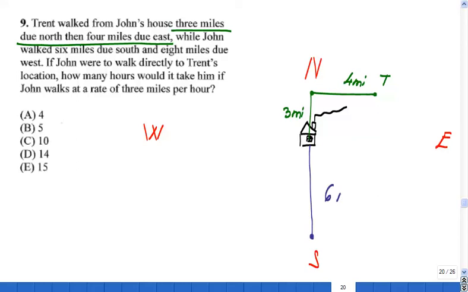I mean, you should approximate this one to your best, it really doesn't matter. And 8 miles due west. That's about that. 8 miles. This is where John is, right?